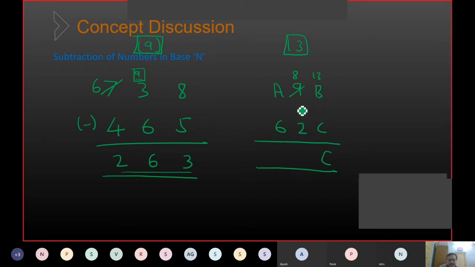Next, 8 minus 2, which is 6. Then A minus 6, A is 10, 6 is 4 less than 10. So the answer is 46C. So that is how you're subtracting in base 13.